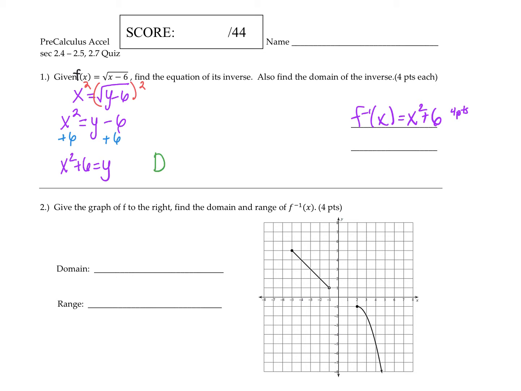Now we want to determine the domain of the inverse. So to figure out the domain of the inverse, I need to think about the range of the original function. So when I think about this original function, it's a square root that's shifted right 6. So it would still start at y equals 0. So the range of this original function would have been 0 to infinity. So that means the domain of the inverse would be 0 to infinity. This domain is also worth 4 points.